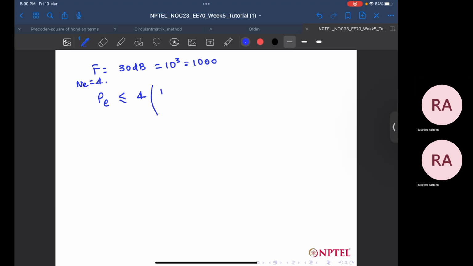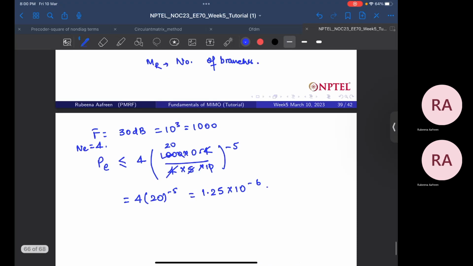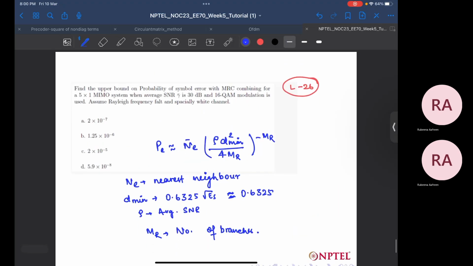So 4 times of (1000 into 0.4 divided by 4 into 5) to the power of minus 5. So after calculation, this will come as 4 times of 20 to the power of minus 5, which is 1.25 into 10 to the power of minus 6. So that is how we are calculating the upper bound on probability. So the answer would be B.